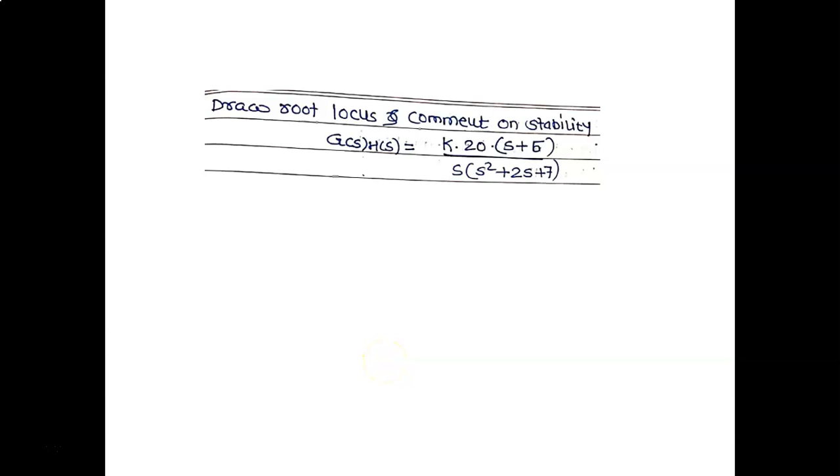Welcome. Today we will see problem number 5. Draw root locus and comment on stability. G(s)H(s) is equal to 20k into (s plus 5) divided by s into bracket s square plus 2s plus 7.